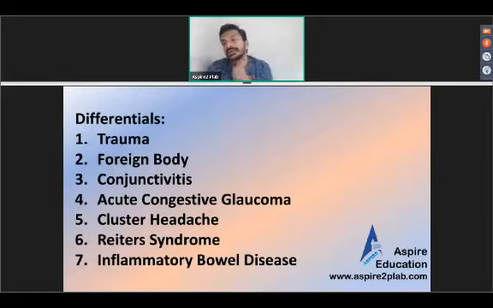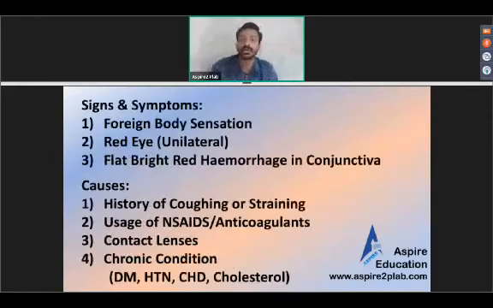Trauma, foreign body, yes, conjunctivitis, yes, glaucoma, yes, subconjunctival hemorrhage, yes, cluster headache, yes. If patient is having headache, then patient is having something like red eye, even watering from the eye you can see. Reiter syndrome and inflammatory bowel disease, so patient can have keratitis, patient can have uveitis, and all these are very, very important differentials in this case. So we'll try to rule out as many as we can. But if it is subconjunctival hemorrhage, then what signs, symptoms, and what causes?